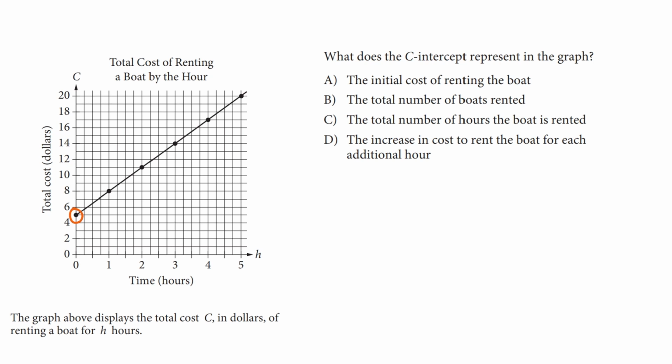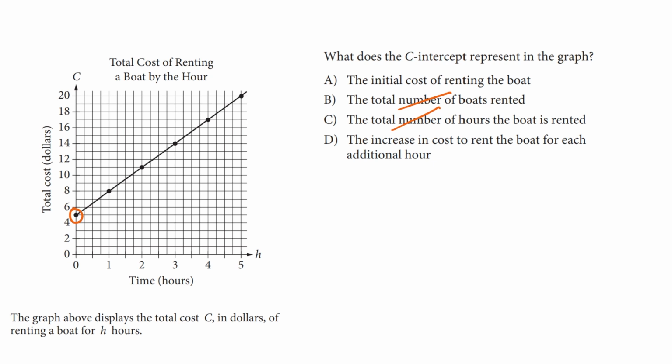A, the initial cost of renting the boat, B, the total number of boats rented, C, the total number of hours the boat is rented, and D, the increase in cost to rent a boat for each hour. Well, C represents cost, which means it's not going to be B or C, because B represents a number of boats rented, which is not what we're looking at, and C is the number of hours, which would actually be our H-axis or that x-axis at the bottom. So it's either going to be A or D.